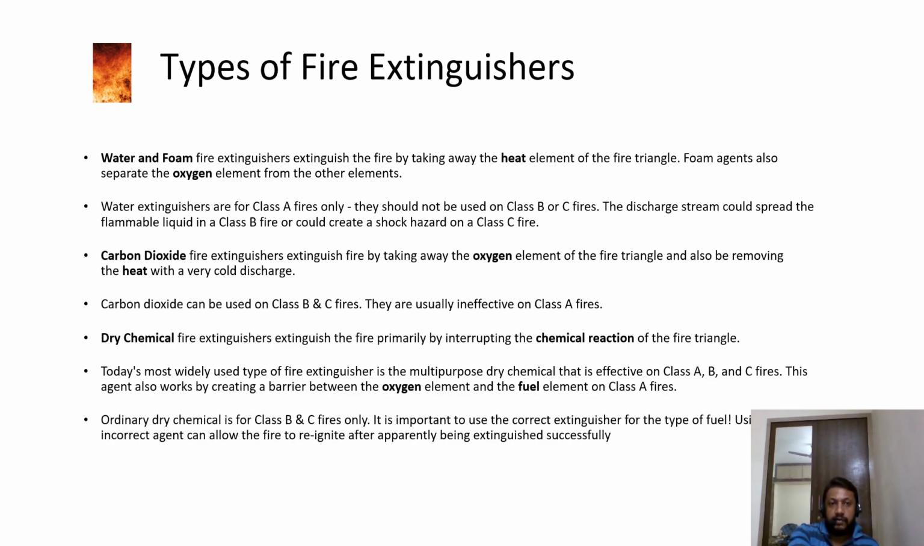And we have another type, that is dry chemical. This type of fire extinguisher extinguishes the fire primarily by interrupting the chemical reaction of the fire triangle. As we discussed, fire is nothing but a chemical reaction. So by using this dry chemical, it disturbs the chemical reaction of the fire, and so the fire extinguishes. This dry chemical is used for class B and class C fire.